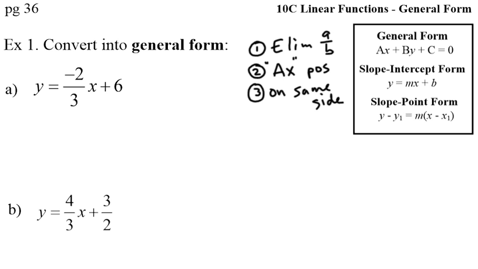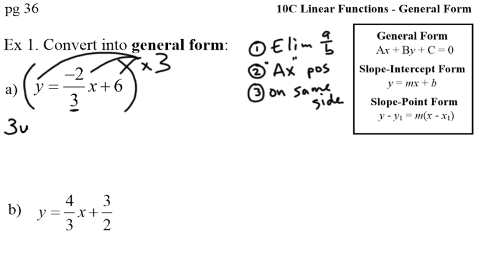To start with, we have a fraction. Last lesson, we looked at algebra to get rid of fractions. How can I get rid of fractions? Multiply the entire equation by the common denominator. And the common denominator here is just a 3. So I need to multiply both sides, all terms, by 3. This leaves us with 3y equal to negative 2/3 x times the 3/1 plus 6 times 3. Each part is getting multiplied by the 3.